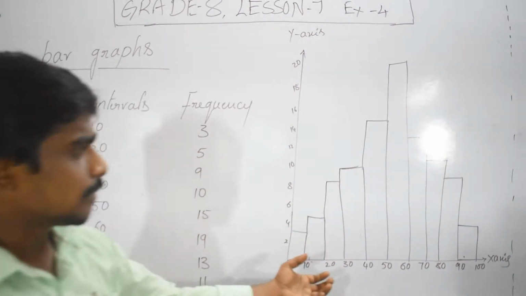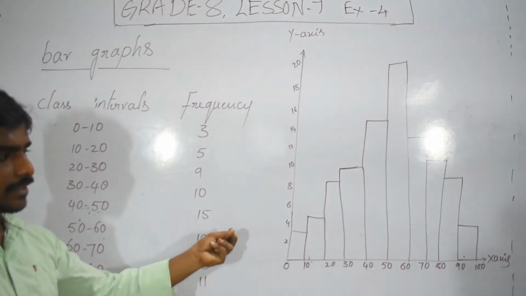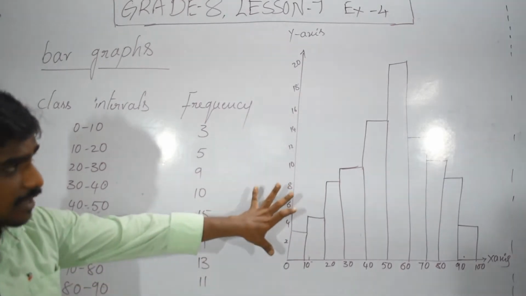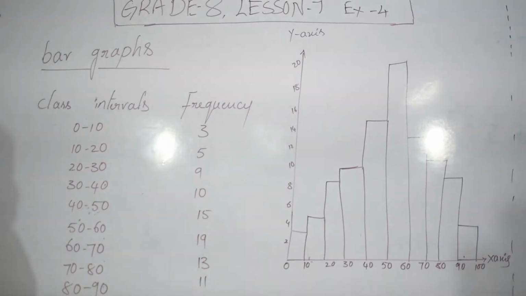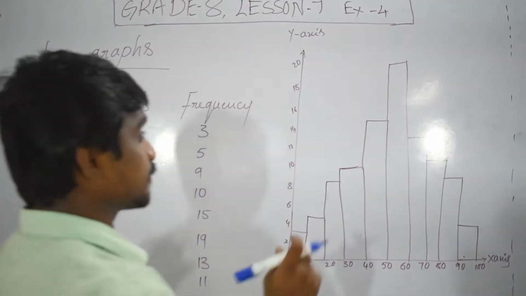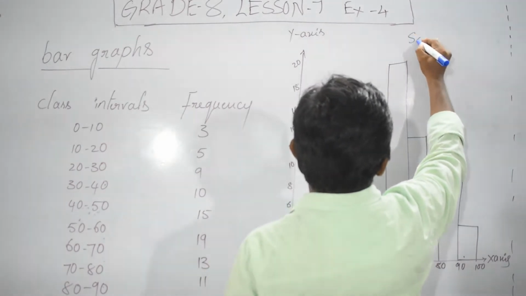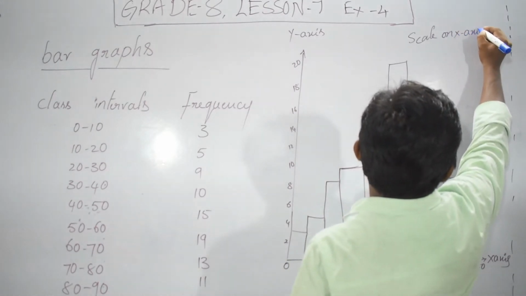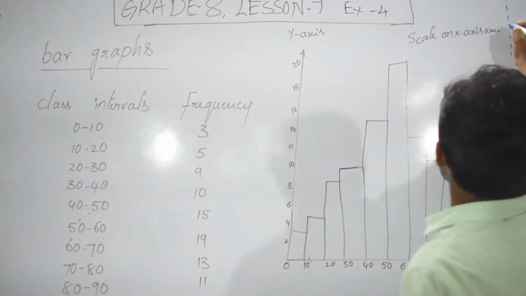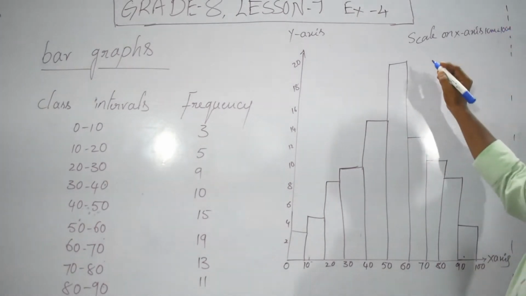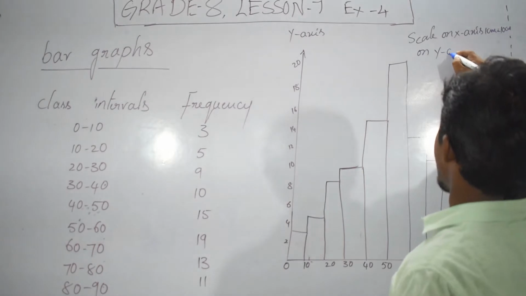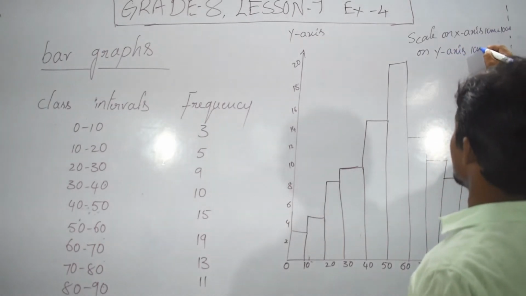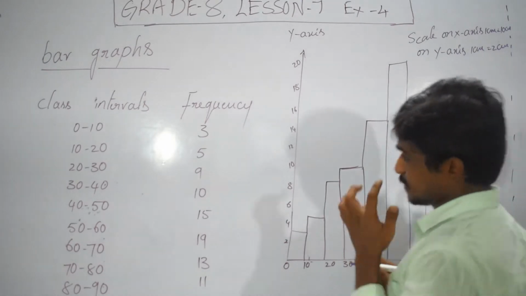Now this is a graph. See, this is a bar graph. Why are we using bars here? So write this one. Here the scale is very important on the graph. See, on the x-axis 1 centimeter equals 10 units. On the y-axis 1 centimeter equals 2 units.